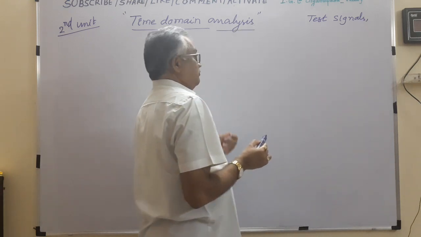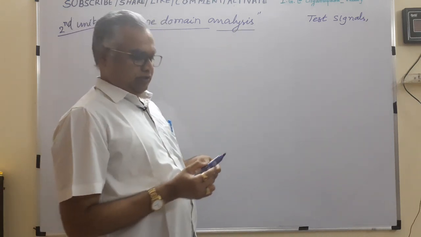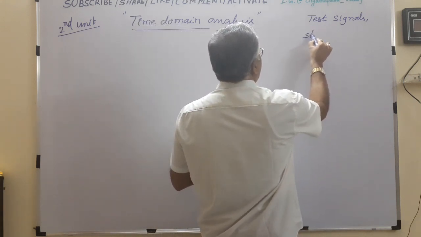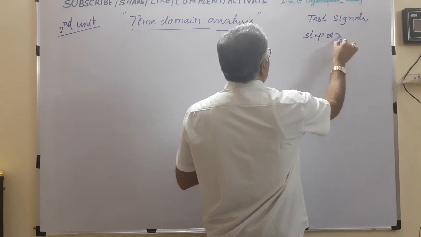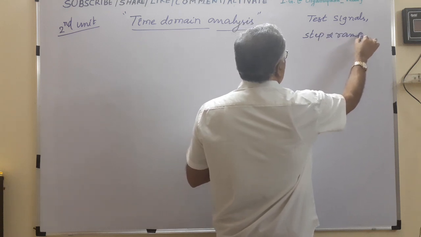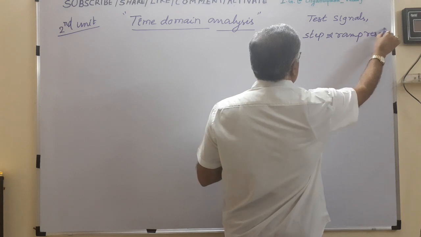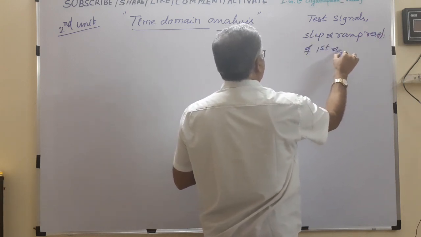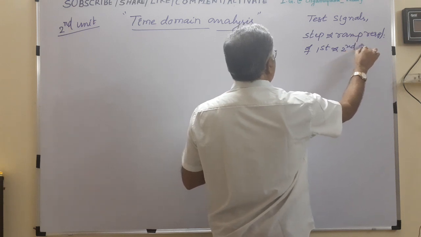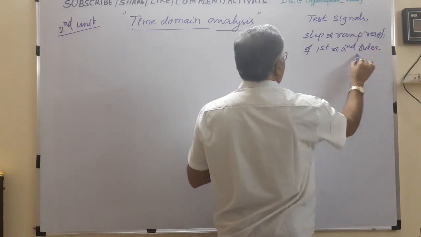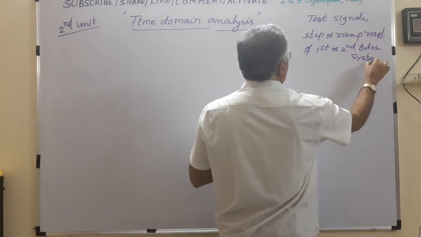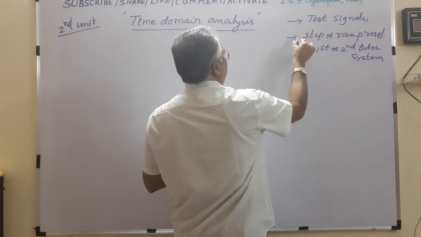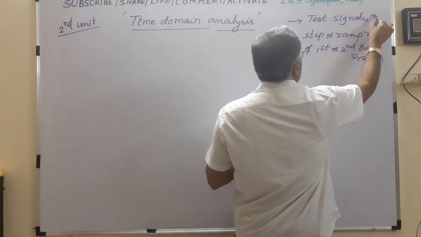Then, what are the errors for these test signals? Then, step and ramp response of first and second order system. Test signals and error constants.